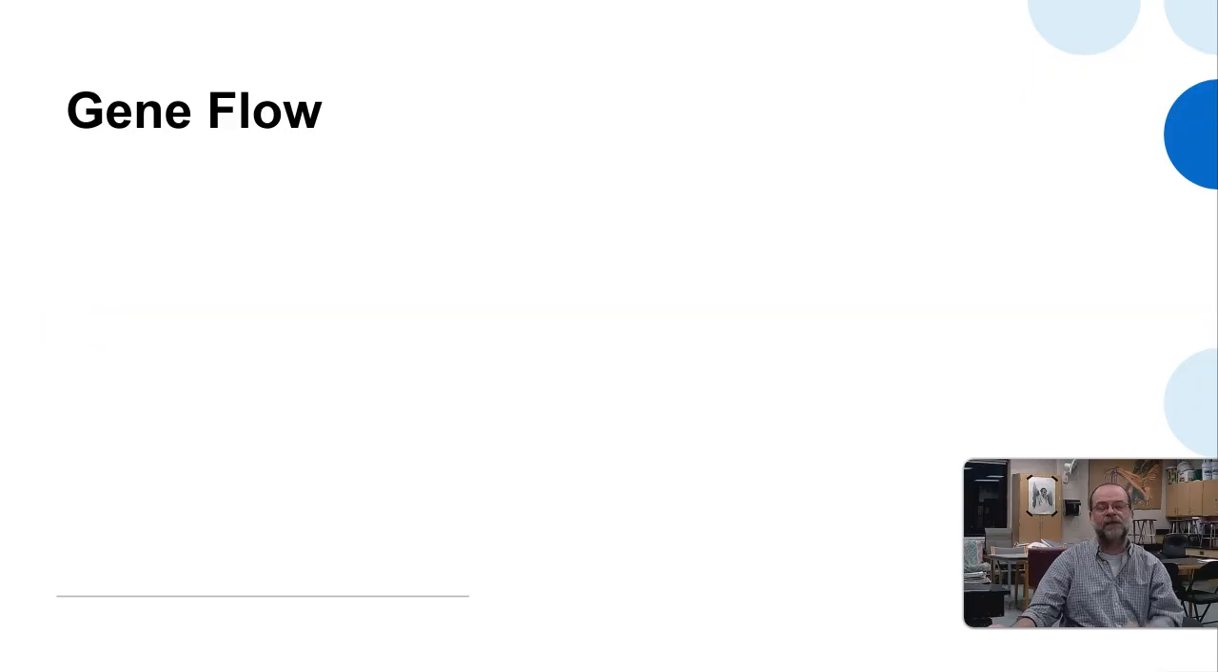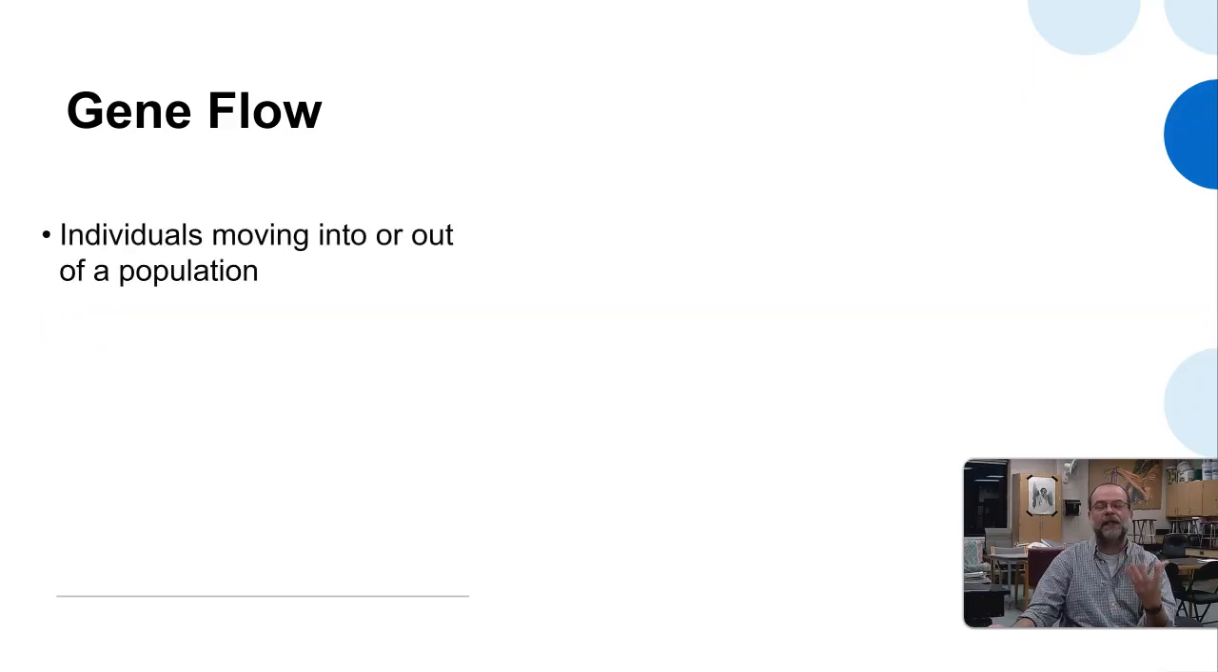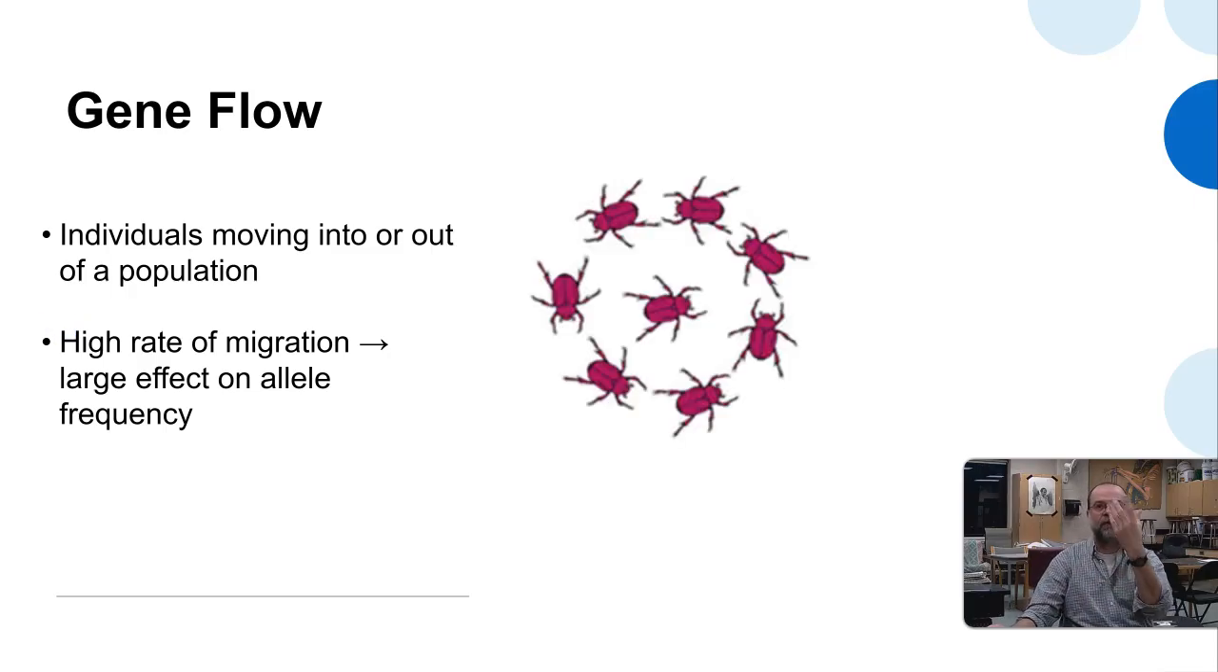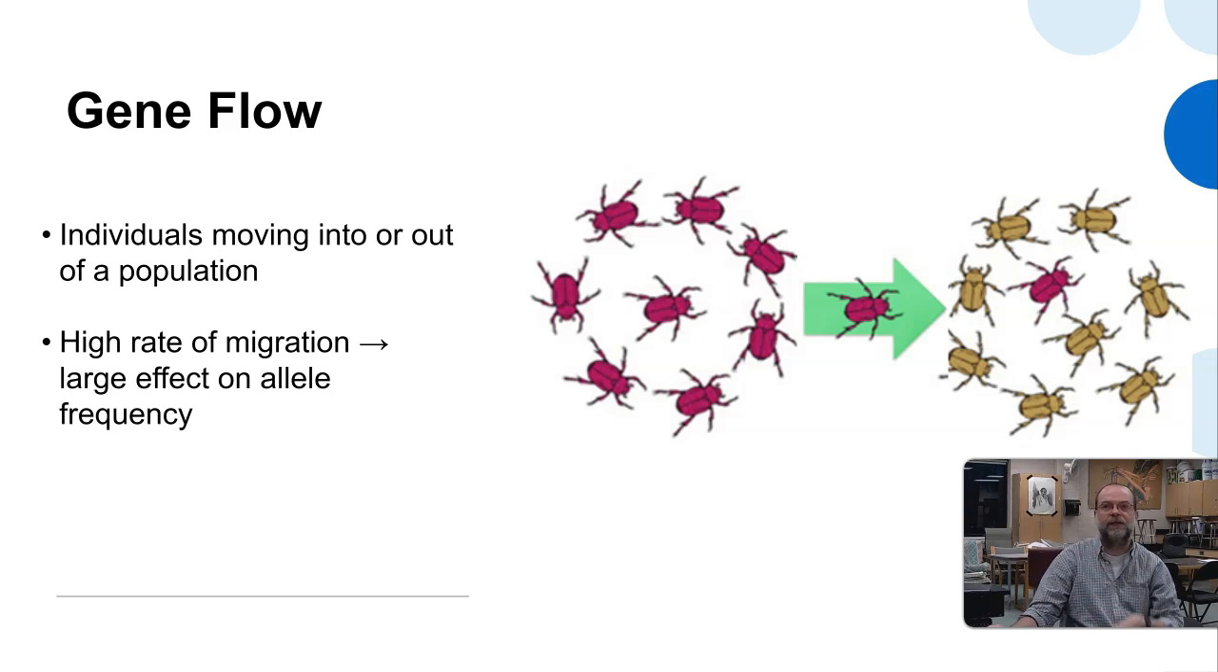So what gene flow is, it's when a population changes because individuals move out of the population and go into a different population. So here we have those purple beetles, okay? If one of those purple beetles leaves and joins a population of brown or tan beetles, it's called gene flow. We're changing the gene pool of the brown beetles.